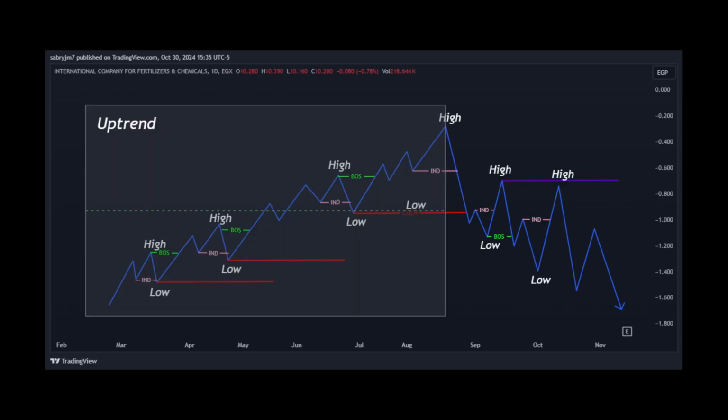Now we will practice what was explained in this lesson on this simple example, and in the next video, we will apply it practically on the chart. Just by looking, it's clear that this part of the chart is an uptrend, as each high is higher than the previous one, and each low is higher than the previous one.